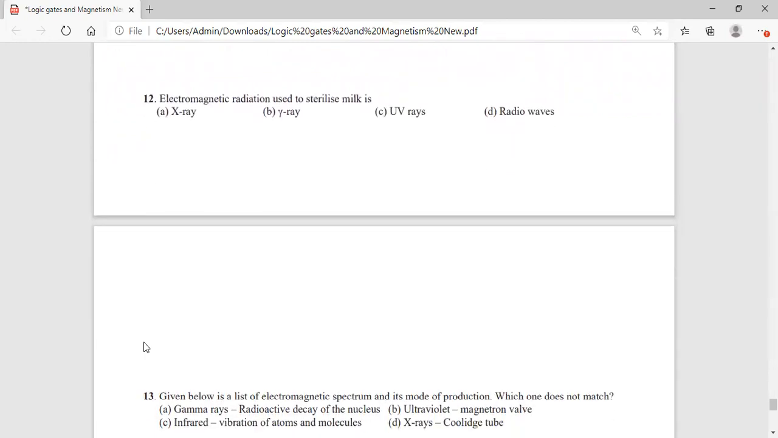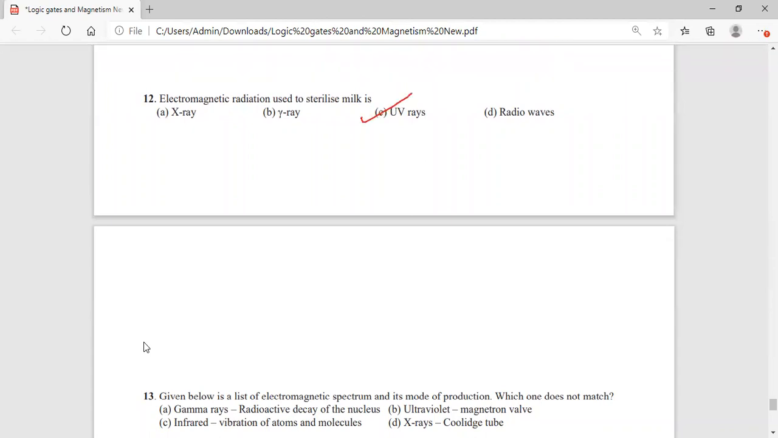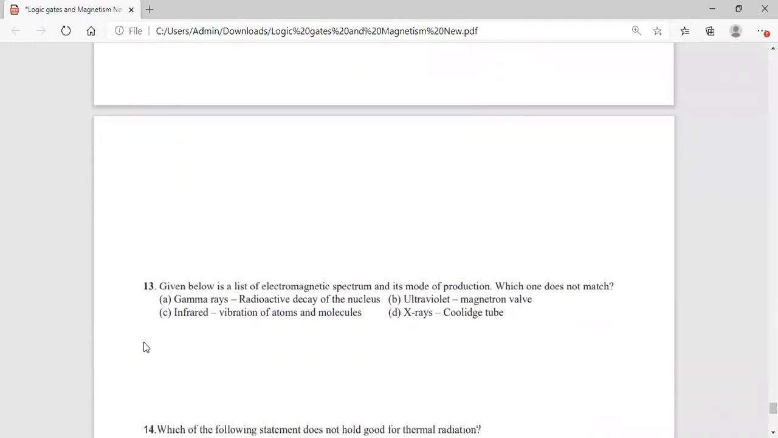Next, the 12th one. The electromagnetic radiation used to sterilize milk. Sterilize means to kill the germs. That is UV rays. UV rays are used to kill the germs. Therefore, to sterilize we use UV rays.